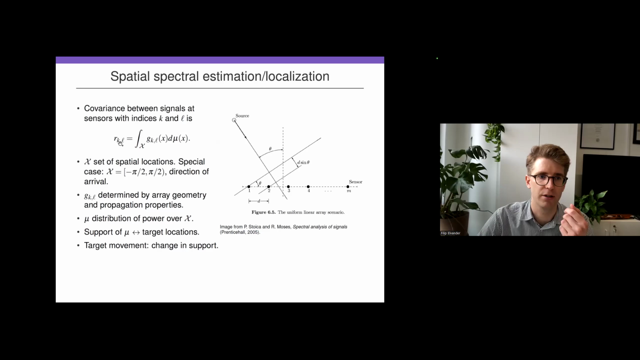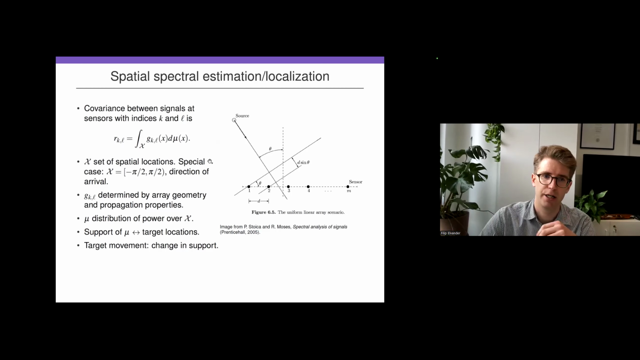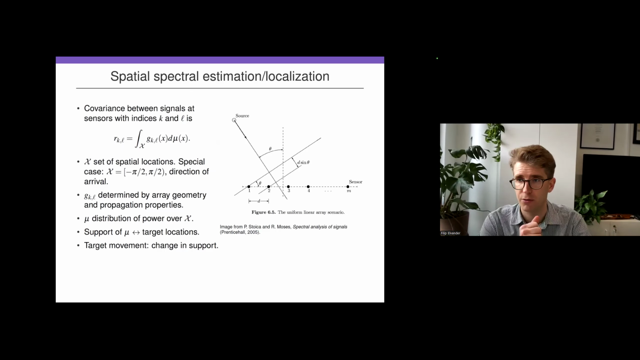So the covariance between two different sensors here, K and L, can simply be described as a linear function of what is called the spatial spectrum. So basically, how is power distributed over angle of arrival in this case? And this functional G is then typically determined by the geometry of the array. So how are sensors located with respect to each other, carrier frequencies, propagation settings, and so on. Typically, those can be more or less known in practice, or they can at least be estimated.